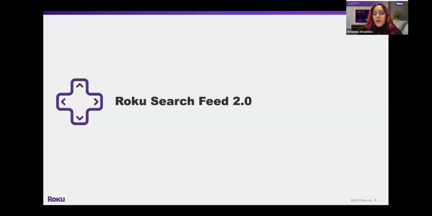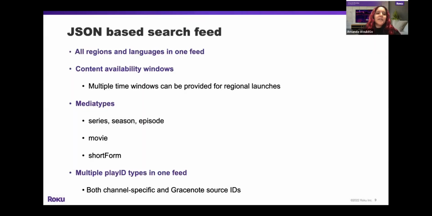Roku Search Feed 2.0, we have some details. This is a JSON-based search feed. It has all regions and languages in one feed, rather than the old model or legacy model, where we needed separate feeds by language. Now they're all in one place, so that helps you keep your data all in one place.